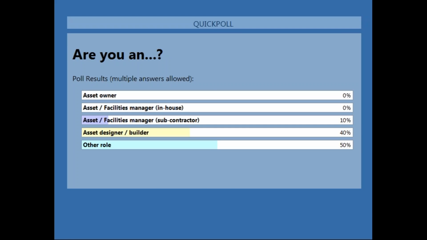So in terms of asset owners, we don't have any on the line at the minute, or indeed, for that matter of fact, asset or facilities managers who are in-house. But we do have asset facilities managers who are subcontractors, and we have 10% of you in the audience who've said that that's what you are. 40% say that you're asset designers and builders, and 50% of you say that you are involved in another role. So I'm just going to close that poll now and pass you back over to Gary.